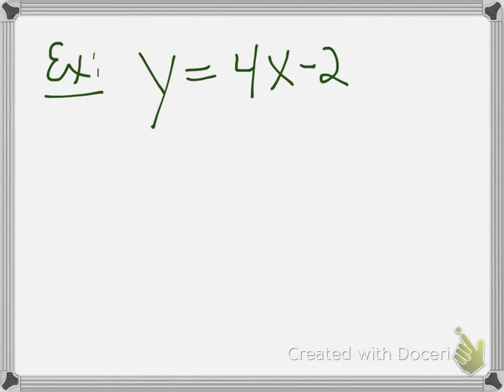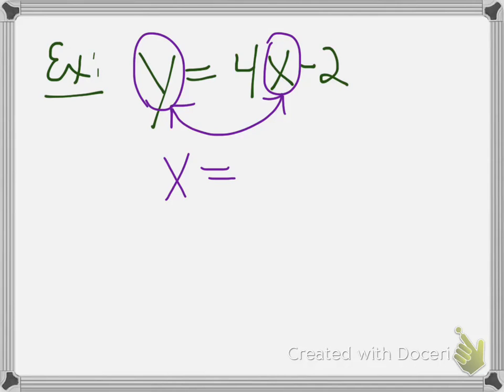If I had y equals 4x minus 2, and I want to find its inverse, then I'm going to take the x, and I'm going to take the y, and I'm going to switch them. So that would say x equals 4y minus 2. All we've done is change where the x is and where the y is.